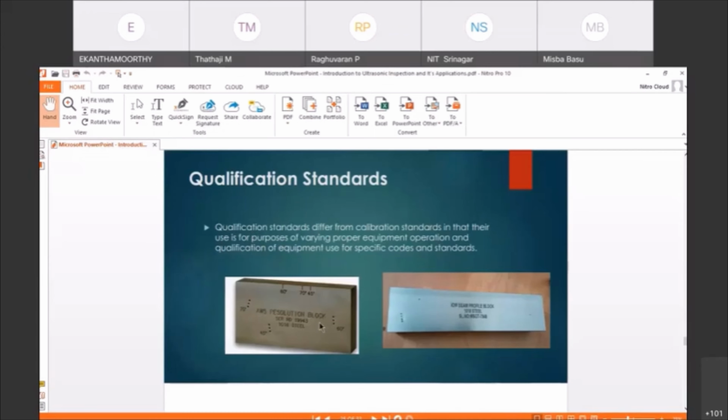This one is the resolution block. We try to find out whatever flaw detector we are using, whatever it may be, whether it is properly resolving or not. This resolution is very important: how well it is resolving the defects, closely spaced defects. And beam profile, the range, whether it is penetrating properly or not. It's sort of standardizing our equipment only. That's the basic idea.